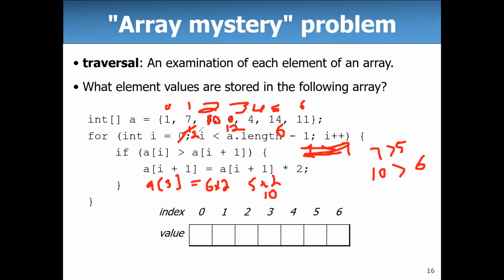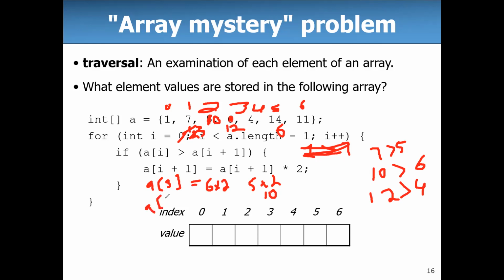Okay, i plus plus, i is now 3. I'm sorry, it's just messy. Is 3 less than 6? Yes. You go inside. What is a of i? Index 3, which is 12. Is 12 greater than a of i plus 1? i is 3, 3 plus 1 is 4. What do we have at index 4? 4. Is 12 greater than 4? Yes, you go inside again.